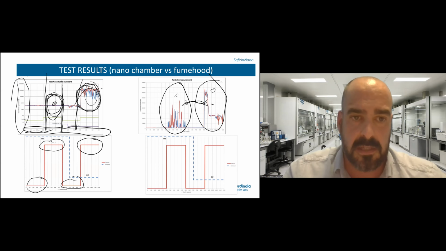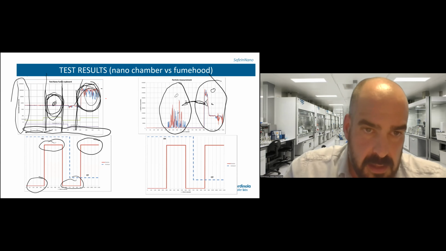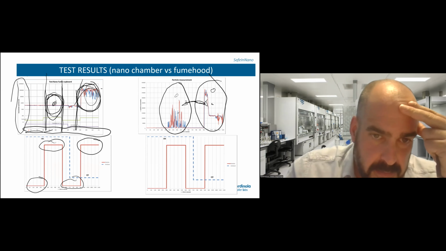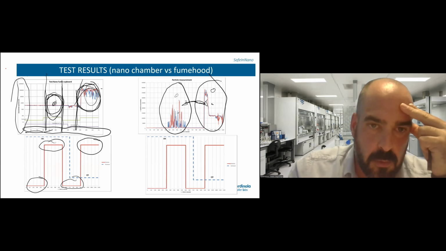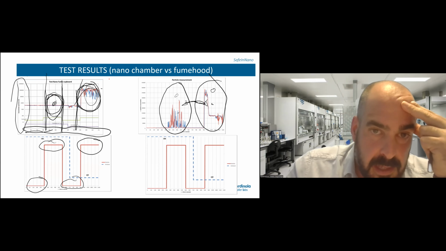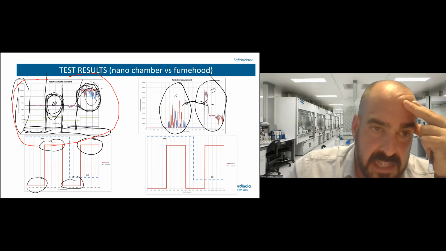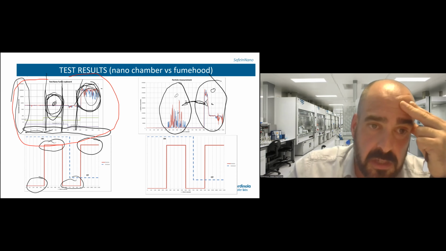Sorry, there is a lot of noise here, but I will try to explain. On the left side, in the upper graphic, in the time scale, we can see the detection of nanoparticles outside the nanochamber.